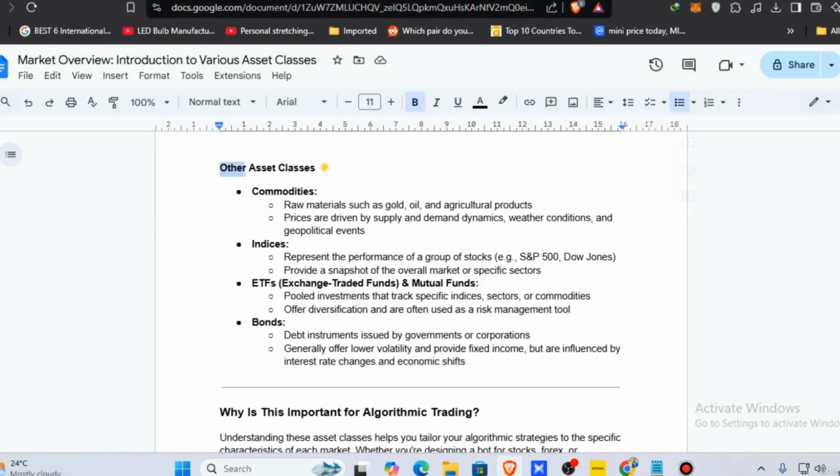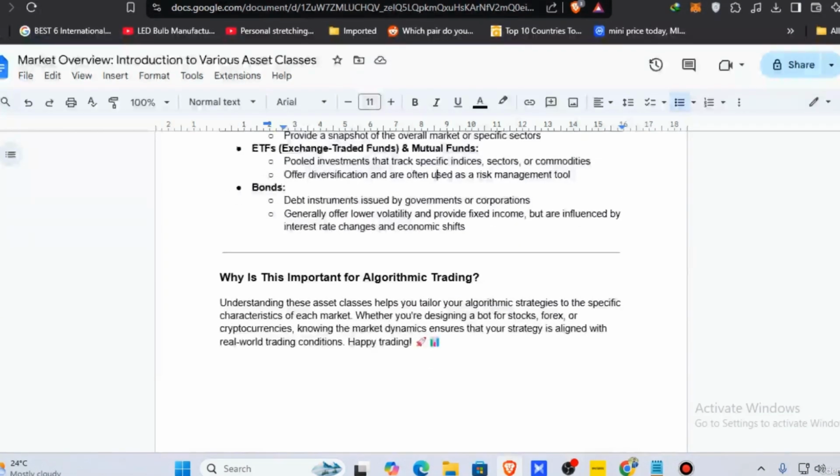Other asset classes are commodities, indices, ETFs. What are commodities? Commodities are simply raw materials such as gold, oil, and agriculture products, and prices are driven by supply and demand dynamics and weather conditions. And then ETFs and bonds and all other stuff. So, why is this important for algorithmic trading? Because understanding these asset classes helps you tailor your algorithmic strategies to the specific characteristics of each market.